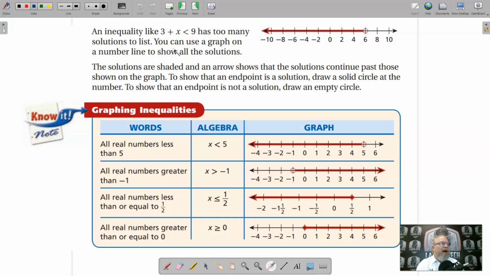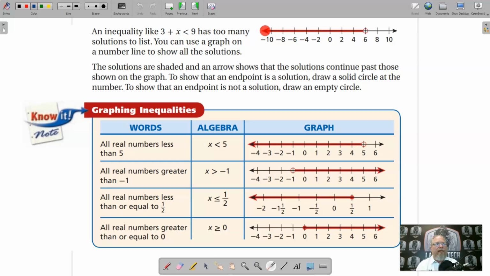You can use a graph on a number line to show all the solutions, and we see that here. We see the 6 here, and everything to the left of the 6 is everything that is less than 6. The solutions are shaded, right? So all of these are possible solutions of the inequality. They're shaded with this line.